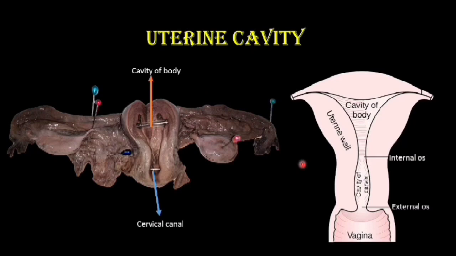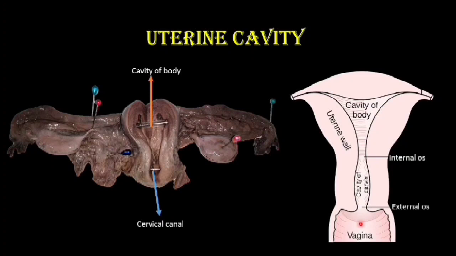The uterine cavity is divisible into two parts, the cavity of the body and the cavity of the cervix, which is also known as the cervical canal. The shape of the uterine cavity is that of an isosceles triangle, whereas the cervical canal is spindle-shaped. The cervical canal communicates with the cavity of the body through the internal os and with the vagina through the external os. So the cervical canal lies between the internal os and the external os.